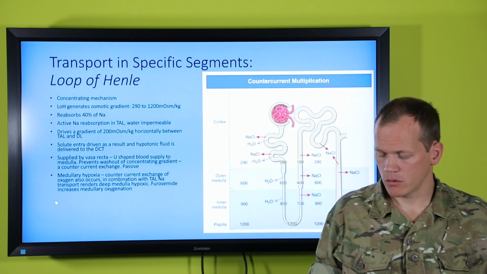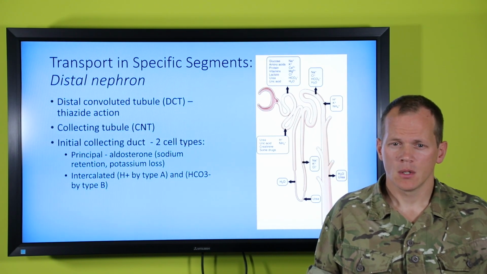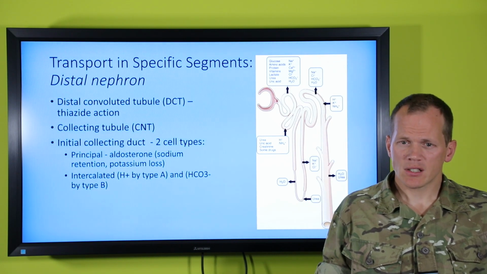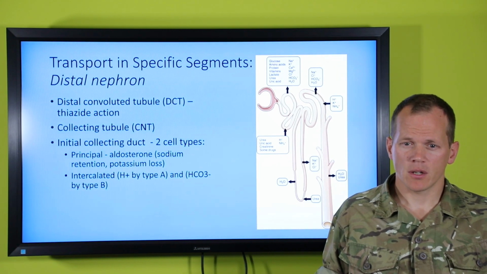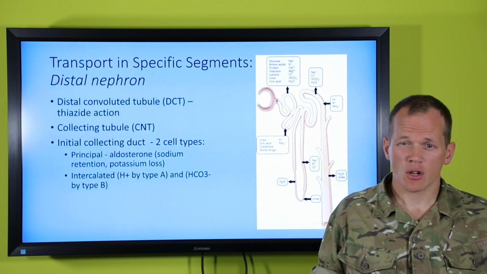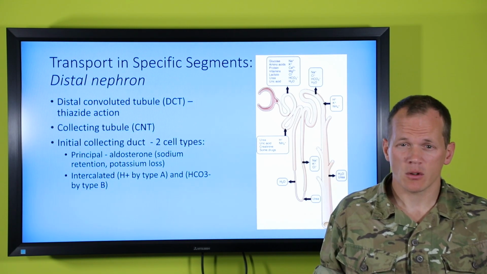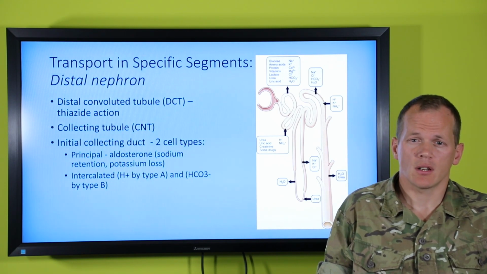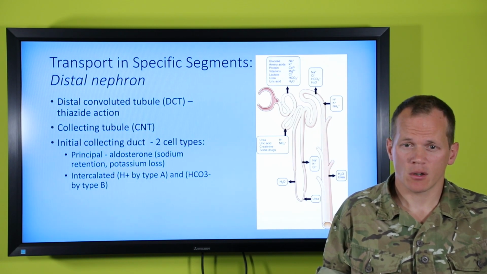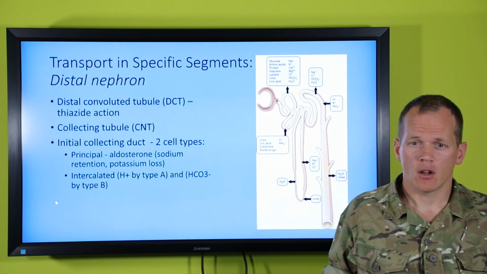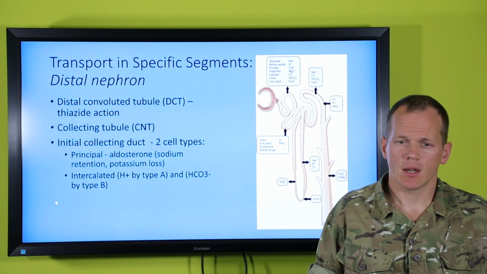And now we're going to move on to talk about the distal nephron. So you've set up that concentration gradient and you're delivering it to the distal nephron, and this is the point of your selective sodium reabsorption. So here in the distal convoluted tubule is the point at which you can reabsorb more or less sodium and water as a result of whether you are overloaded or dry or hyperosmolar or hypoosmolar.